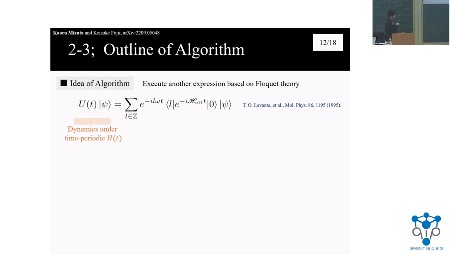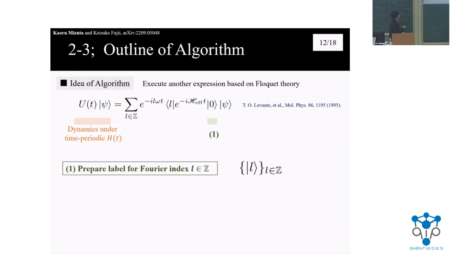The idea is to avoid the usage of the Dyson series expansion. Instead, we use this formula derived from Floquet theory. The left-hand side means the dynamics under time-periodic Hamiltonians. In the right-hand side, the ancillary system labels the Fourier index L, and on quantum computers, we prepare some ancillary qubits for the Fourier index.